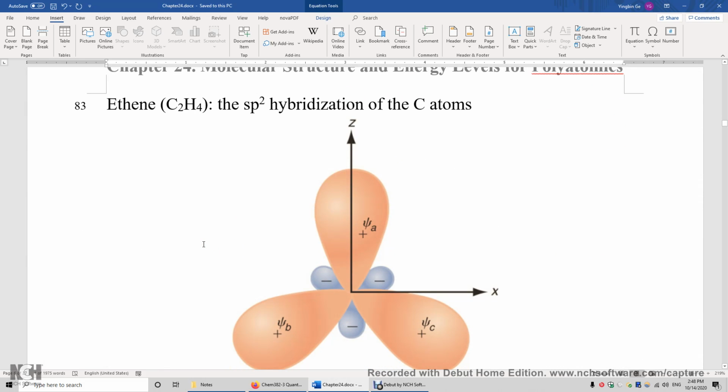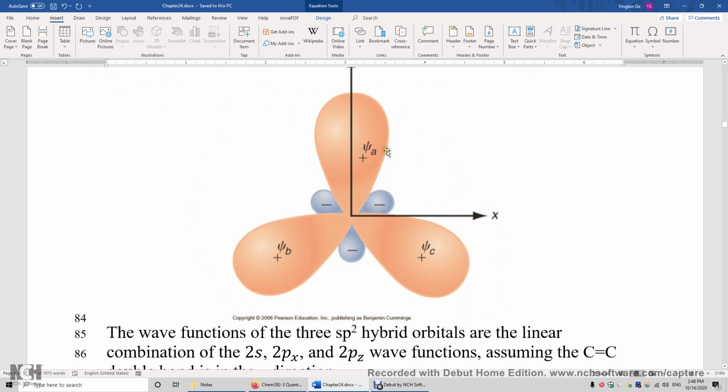Now ethene, C2H4, or ethylene. So now we'll look at the sp2 hybridization of the carbon atom. These are the shapes of the three sp2 hybrid orbitals.